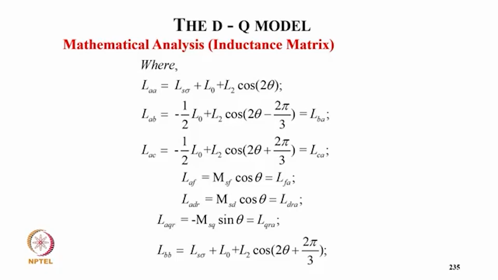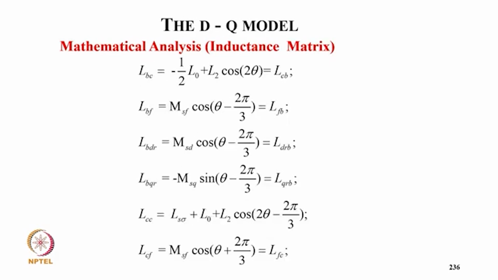So LBB will be Lσ plus L0 plus L2 cos(2θ plus 2π/3). Similarly LBC is minus half L0 plus L2 cos 2θ, LC equal to LCB. LBF is MSF cos(θ minus 2π/3), LFB; LBD is MSD cos(θ minus 2π/3), that is LDB; and LBQ equal to minus MSQ sin(θ minus 2π/3).